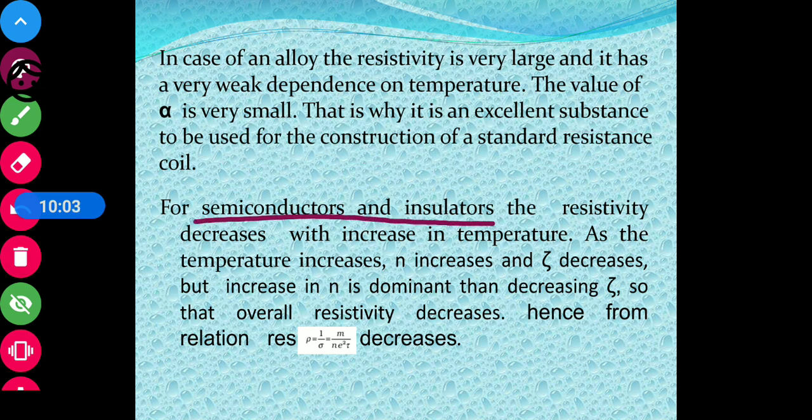For semiconductors or insulators, the resistivity decreases exponentially with the increase in temperature. As the temperature increases, n increases and tau decreases. From this relation, as n increases and tau decreases, but the increase in n is dominant over the decrease in tau, so n increases more. As a result, overall the resistivity decreases. Hence, we can say the resistivity of semiconductors and insulators decreases with the increase in temperature.